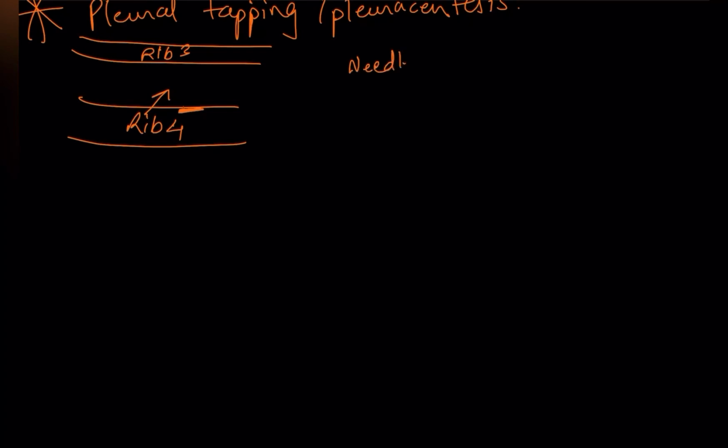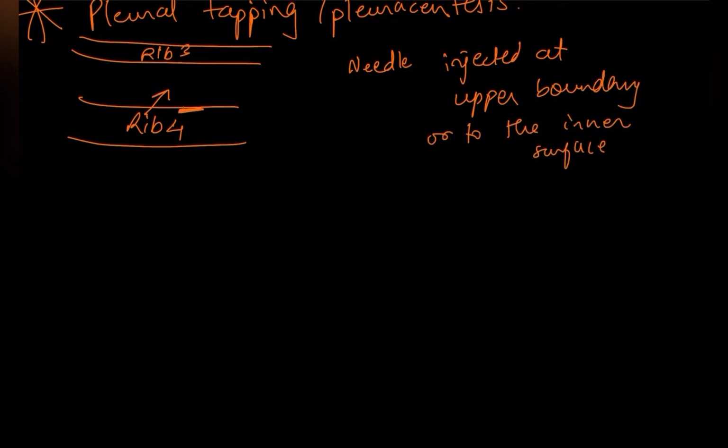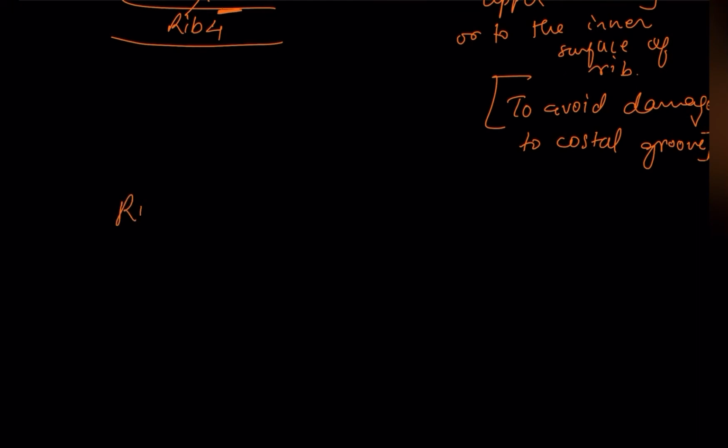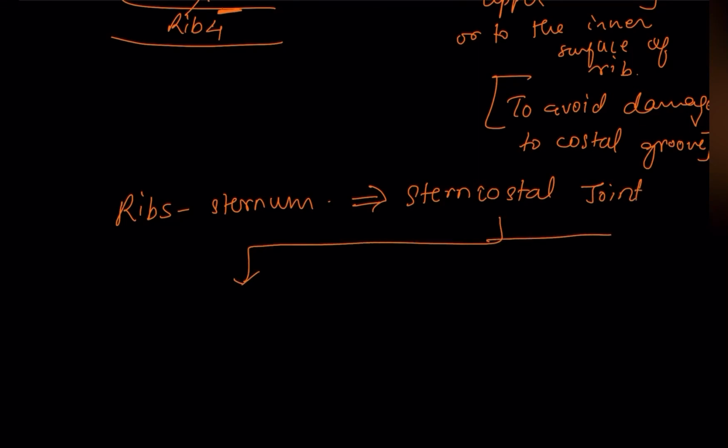So the needle is injected at the upper boundary or to the inner surface of the rib. Okay, now why is it done? To avoid damage to the costal groove, because the costal groove has what, the neurovascular supply, so we cannot damage that part, right? It will be a serious condition. And then ribs will attach to the sternum by the sternocostal joint. As I said before, every rib will attach to the sternum by the cartilage. So sternocostal joint.